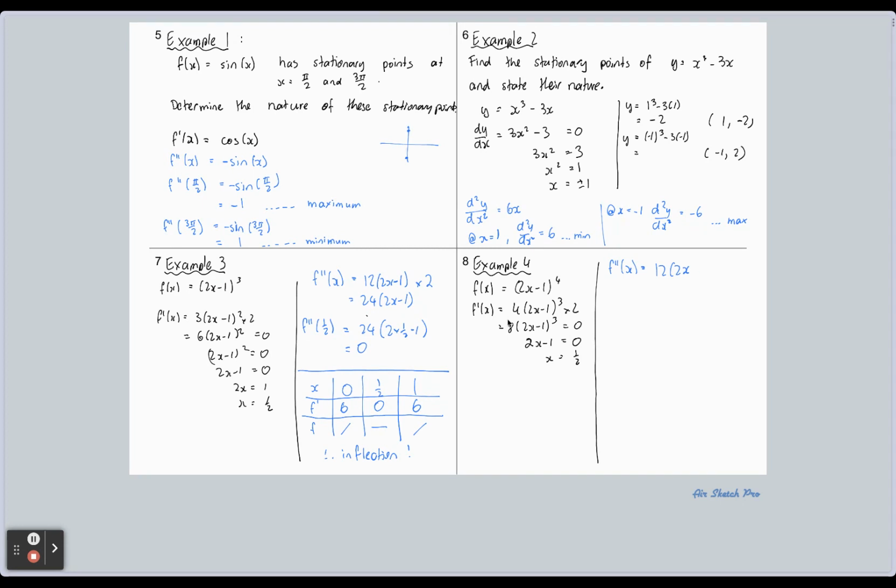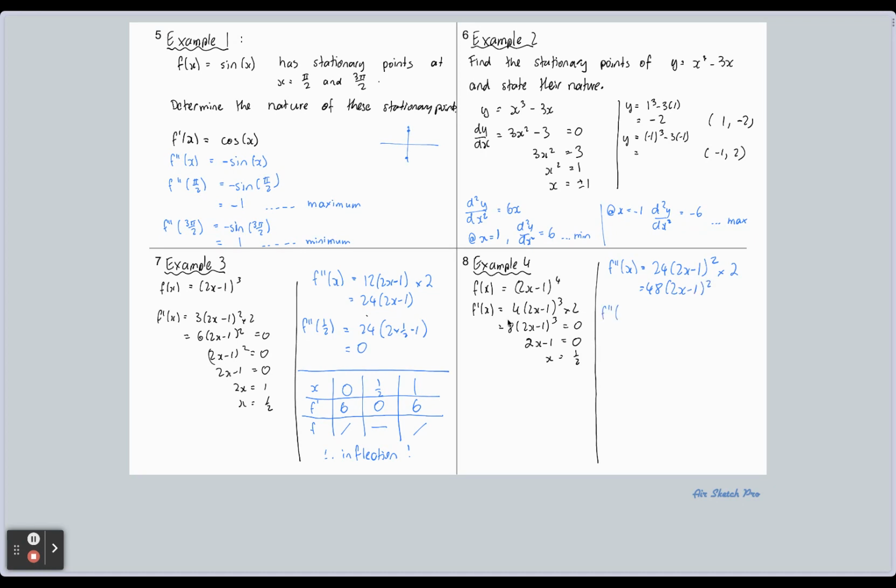Sorry, my bad. I'm doing it from here. 8 times 3 is 12. Oh man, 24. Be good if I could know my maths, wouldn't it? Squared, and then the chain rule says I need to find the derivative of the inside, which is just 2. So I've got 48 outside of (2x minus 1) all squared as my second derivative.